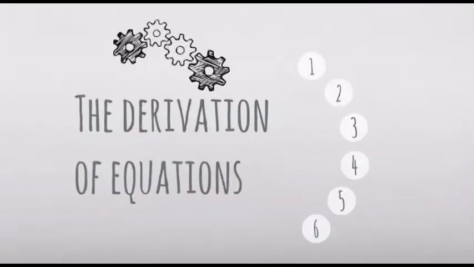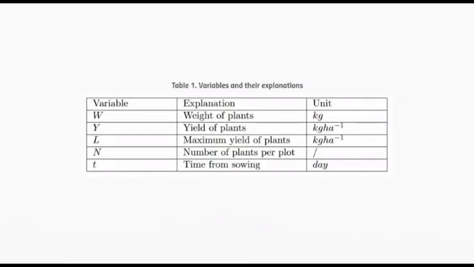The derivation of equations. These are the variables which we will be using in our model, and their definitions. W denotes the weight of the plants and is measured in kilograms. Y denotes the yield of the plants, and L denotes the maximum yield of the plants, both being measured in kilograms per hectare. N denotes the number of plants per plot. N also has no units. And finally we have T, which denotes the time passing from which the seed is planted, or the sowing, and is measured in days.